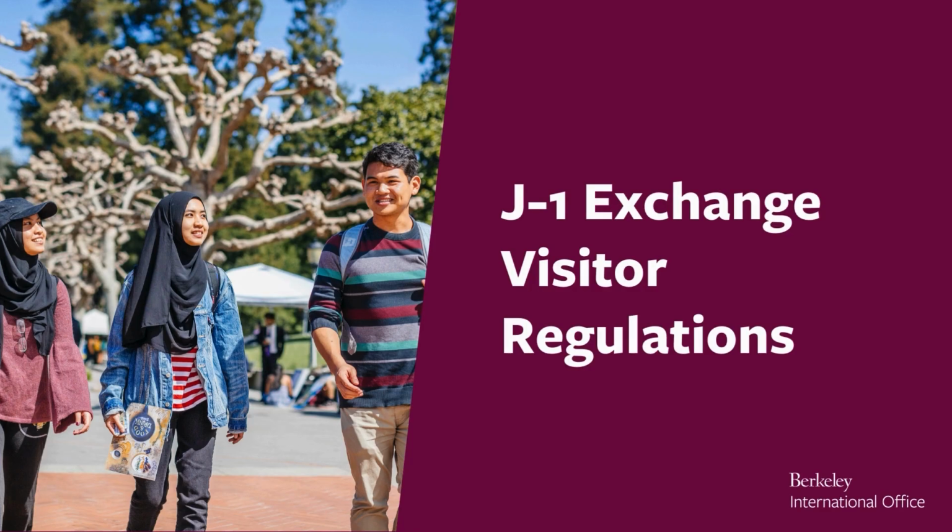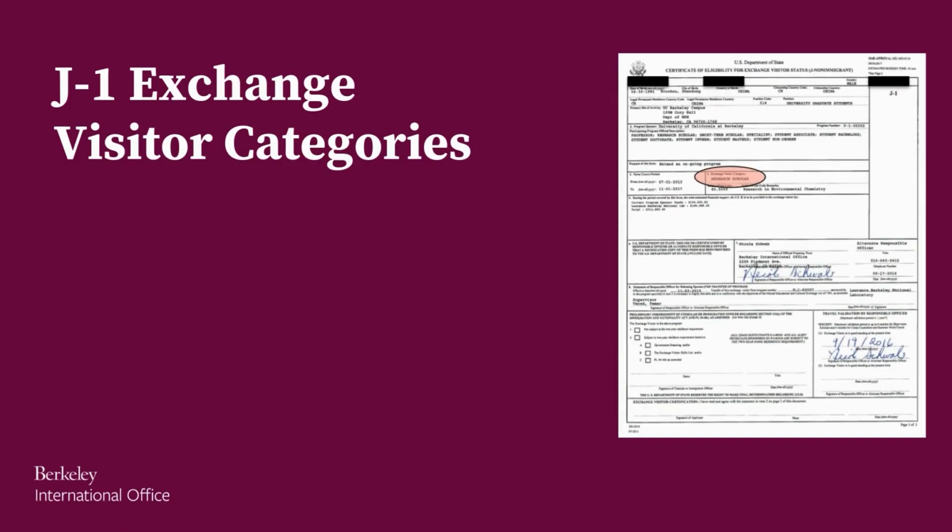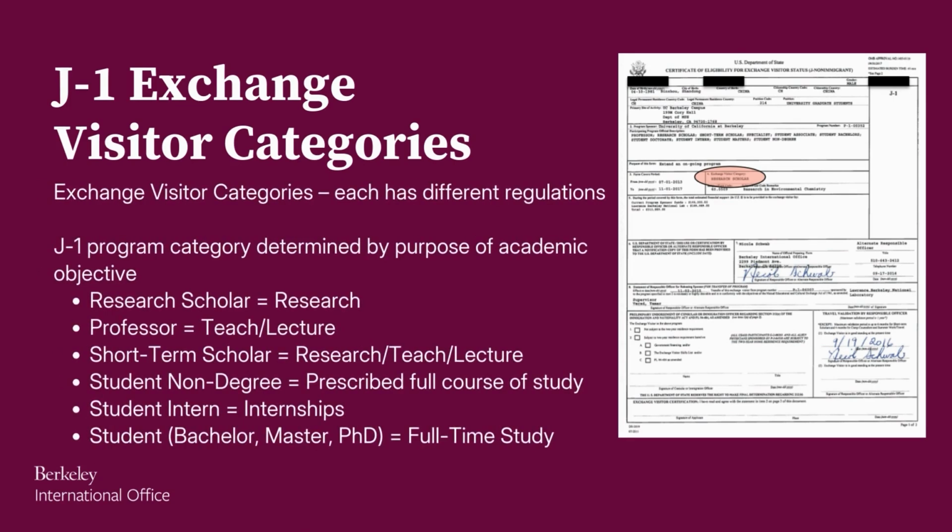Now let's get into the J1 Exchange Visitor Regulations. On Section 5 of your DS 2019, you will find your J1 Exchange Visitor category. There are 15 categories in total, and UC Berkeley sponsors 9 categories. The J1 category you hold was determined based on your academic objectives at UC Berkeley. For example, the Research Scholar category means that you are doing research primarily, but you may also teach. The Professor category is for those who will be primarily teaching or lecturing, but may also conduct research. The Short-Term Scholar category is for research, teaching, or lecturing for only up to 6 months total.